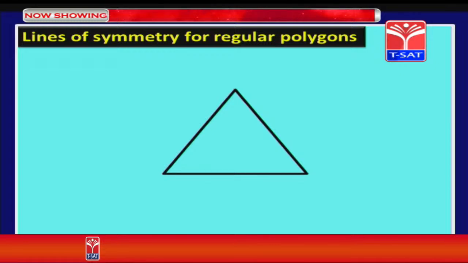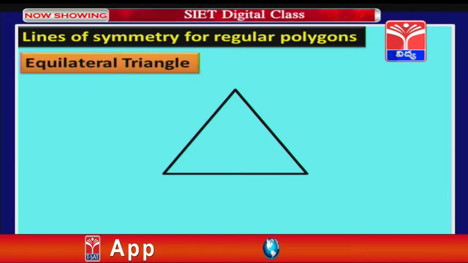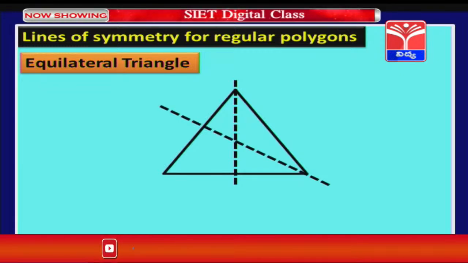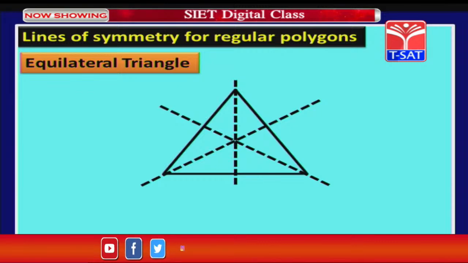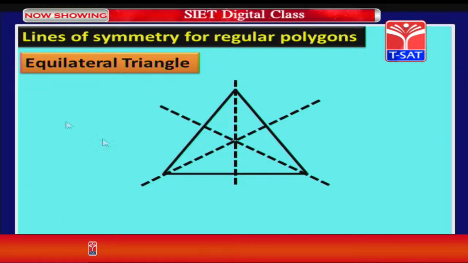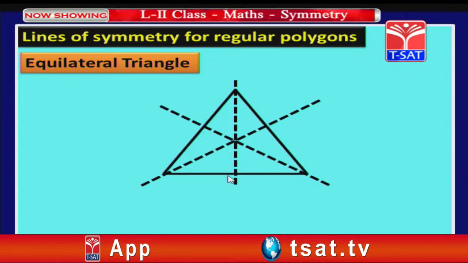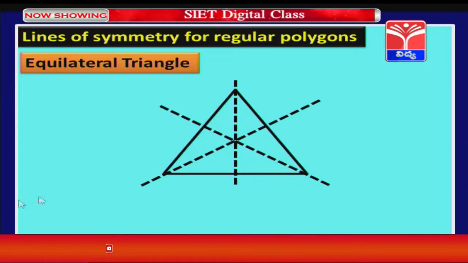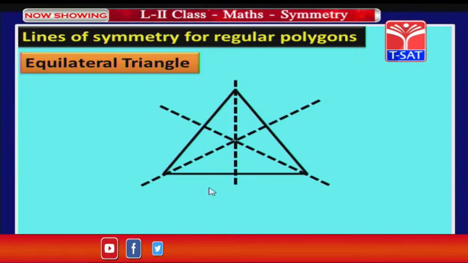So, take a look at the triangle shown on your screen, an equilateral triangle, and I am going to draw a vertical line as shown, and there one more through another vertex, and through the other vertex also I am drawing. So, through these 3 vertices I have drawn 3 lines, and whenever you fold along these lines, then both the parts coincide exactly. That means, this equilateral triangle is symmetric and it has 3 lines of symmetry.